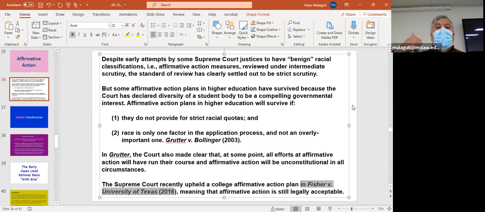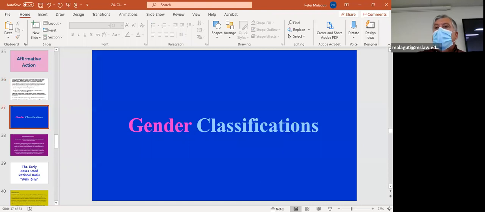So three things really. One, no strict racial quotas. Two, race can be considered, but has to be sort of a minor add-on. It should not be alone determinative of whether you get in over somebody else, okay? And then finally, Grutter tells us this is a temporary solution to the racial problem in the country. At some point, it's going to end. I doubt it's going to end before you guys take the bar exam, but it will end at some point, okay?